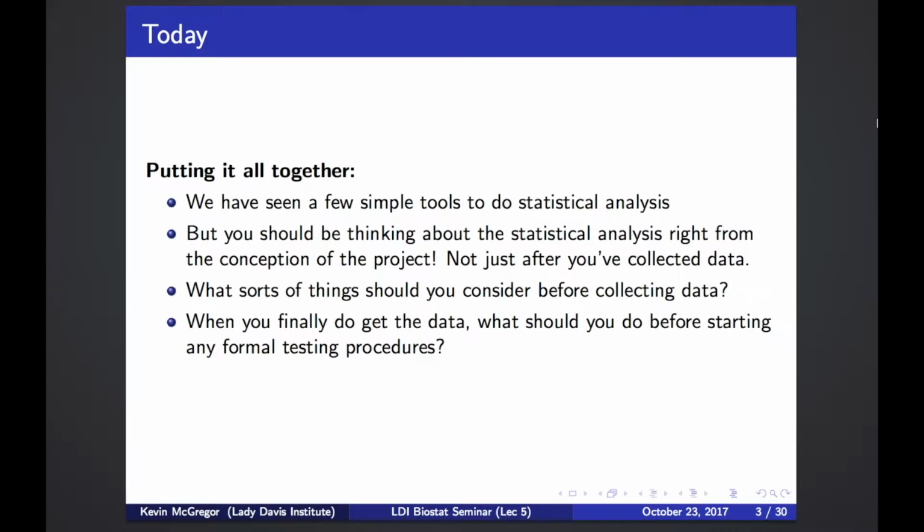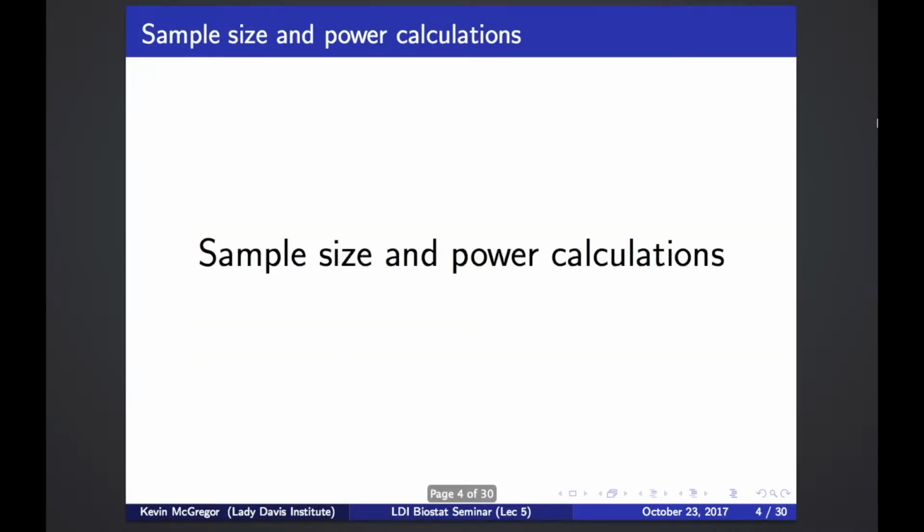So today I'm going to talk about a couple of things. I'm going to talk about what sorts of things you should look at or consider before you actually start your experiment or before you start collecting your data or whatever you might be doing. And I'm also going to look at, once you have data, what you should be doing before you start any formal testing procedures. And so today it's going to be a slightly shorter lecture. I have only 30 slides today, but maybe that worked out better because we had a little bit of a delay. So I was hoping to have a little bit of a longer question period at the end, but maybe we won't have enough time, but we'll see.